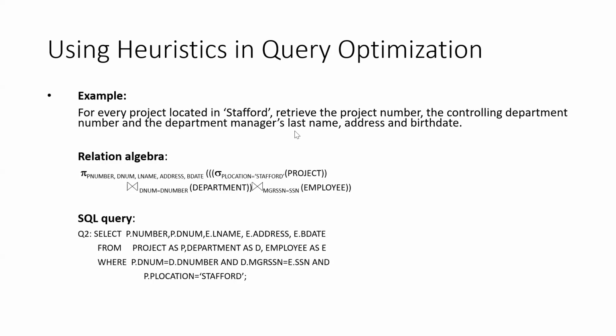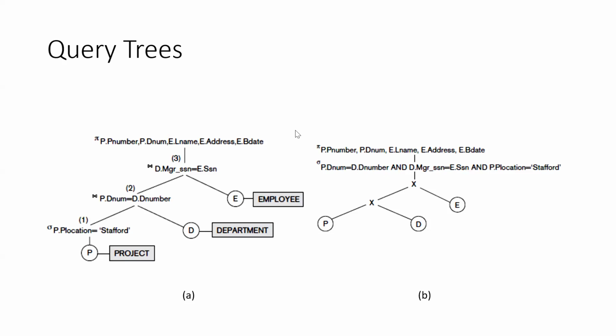Right now, if you draw the tree for this, it looks something like this. Ideally, you can think of a simplified Cartesian product between these three. In this particular case, if you look at B, it's just the Cartesian product, and then you apply the selection and the projection operation to get the answer.